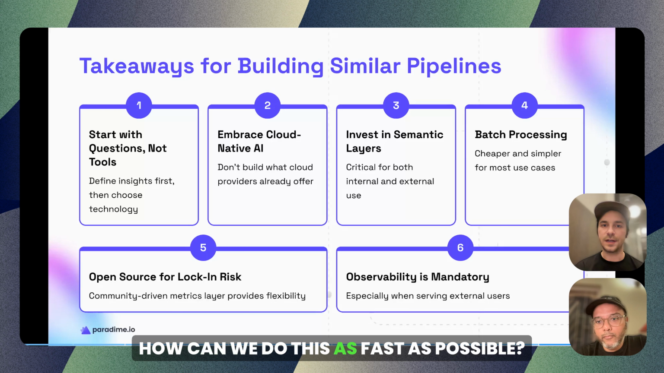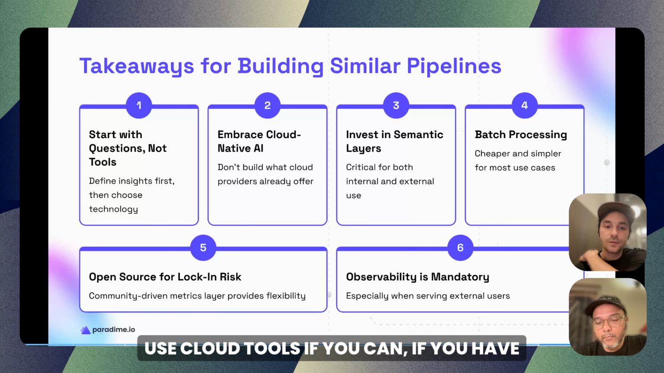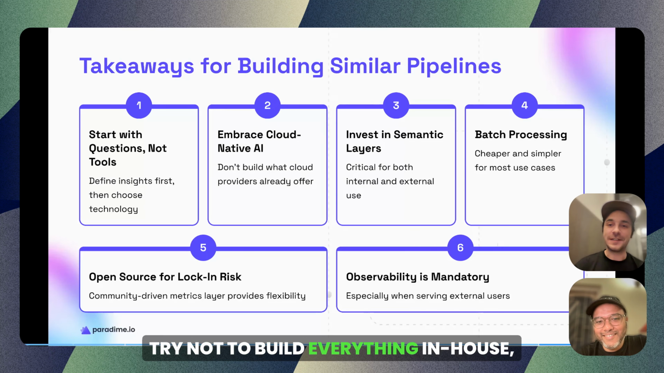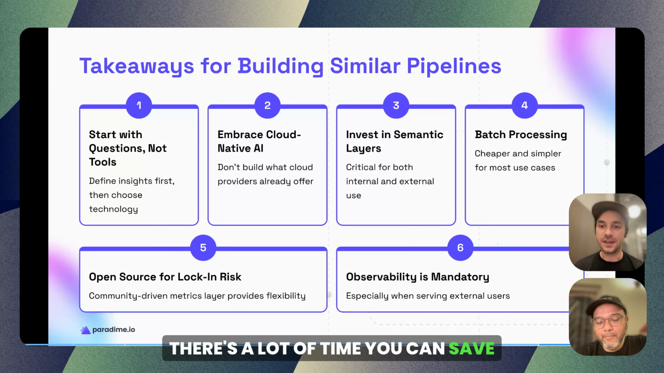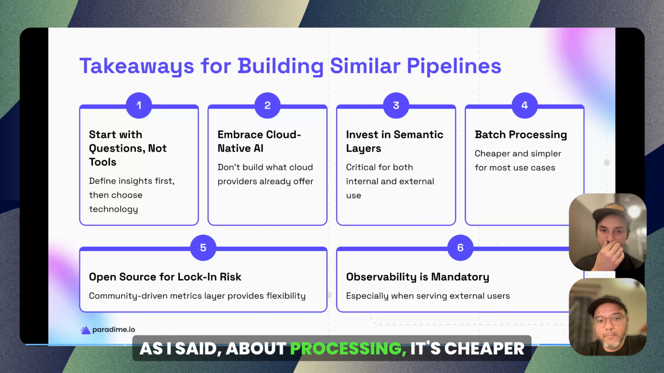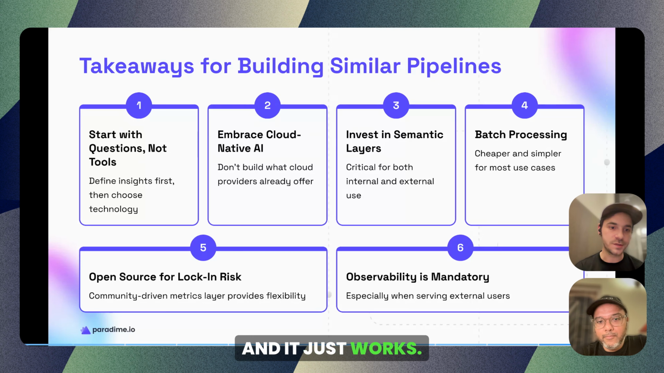How can we do this as fast as possible? Use cloud tools if you can. If you have budget, I guess, it's also a part of it. Try not to build everything in-house, right? There's a lot of time you can save sometimes. Everything we showed, semantically, it's very important. As I said, but processing, it's cheaper and it just works.